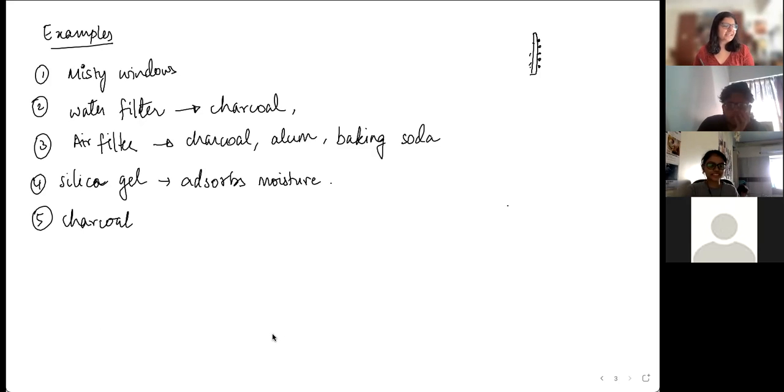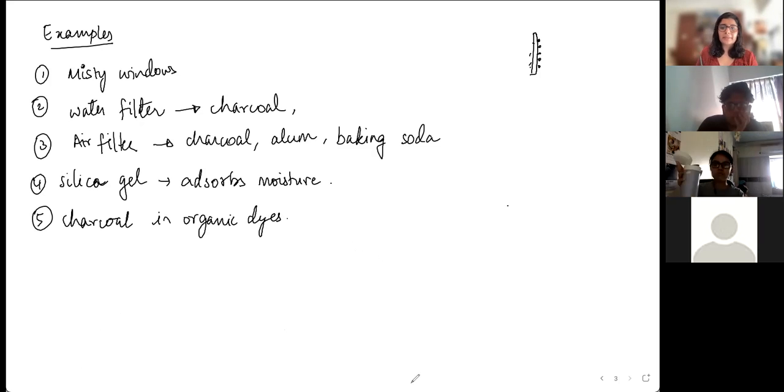Yeah, there's some construction happening here, so there's going to be some disturbance. It's right outside the window. Okay, anyway, so these are examples of adsorption. So charcoal in organic dyes also absorbs. Okay.